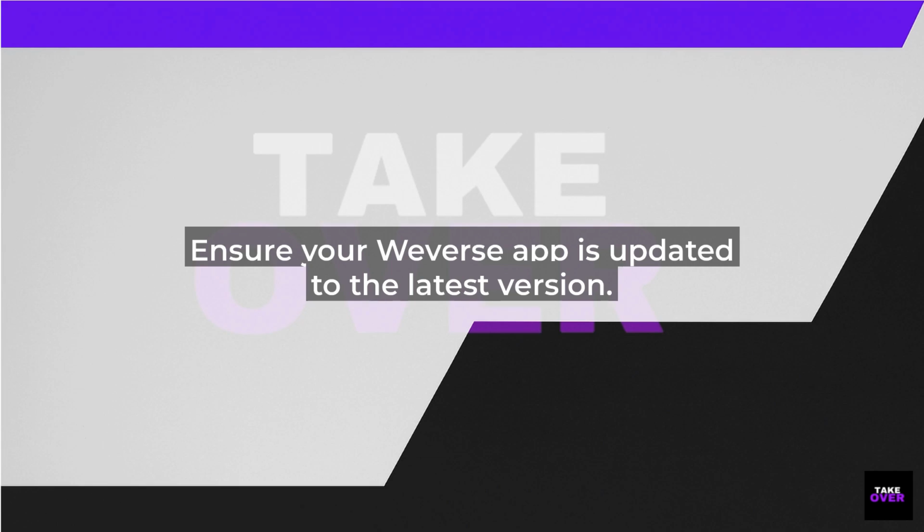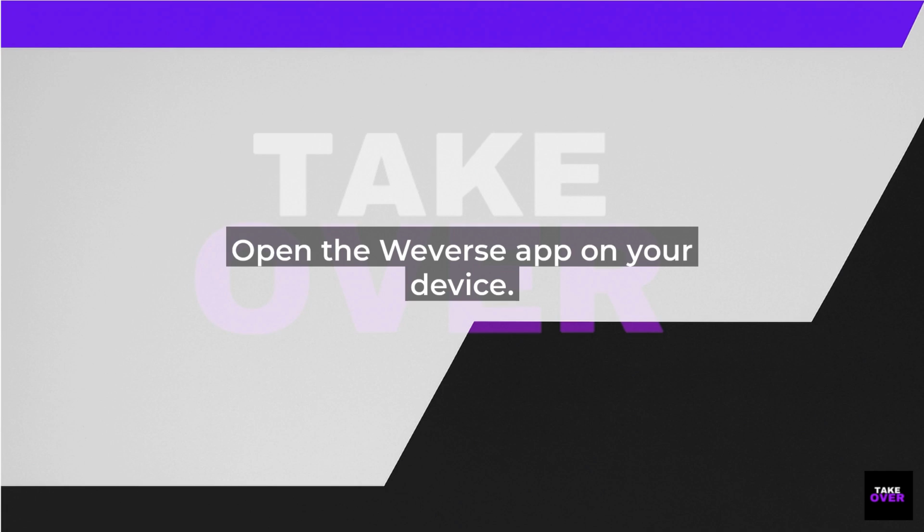Let's get started. First things first, make sure you have the latest version of the Weverse app installed. Head to your app store, search for Weverse, and update it if needed. This ensures you have access to the newest features. Step 1. Open the Weverse app on your smartphone or tablet. You'll land on the home screen with all your favorite artist updates.